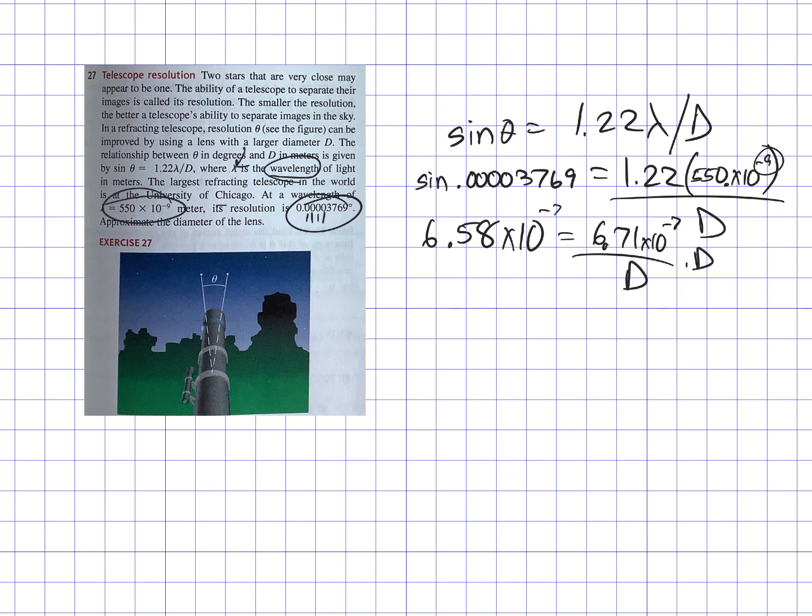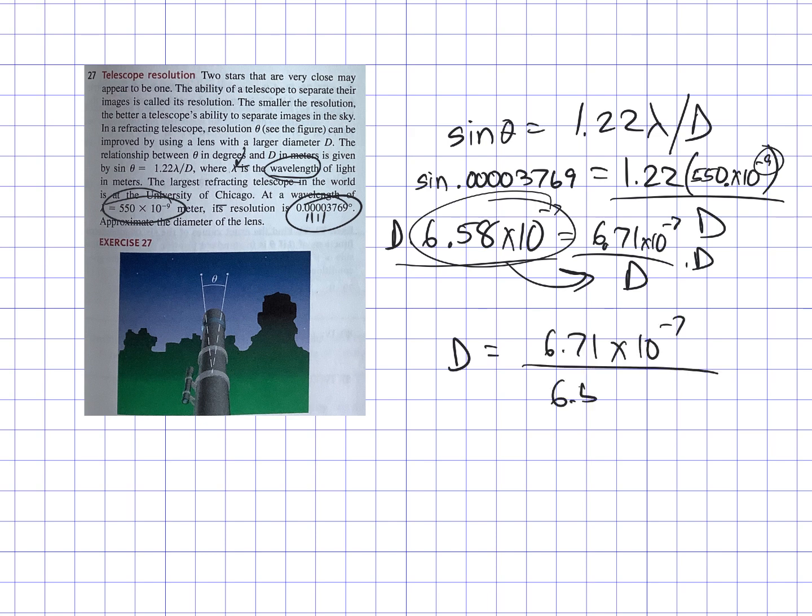I'm going to multiply by d on both sides, and then divide off that to this side. So d is equal to 6.71 times 10 to the negative 7 all over 6.58 times 10 to the negative 7. Well, that's just 1. So now all I have to do, the diameter of the lens is 6.71 divided by 6.58.